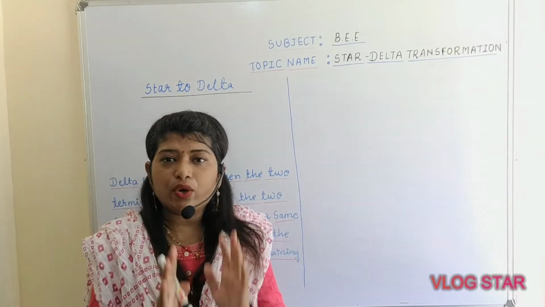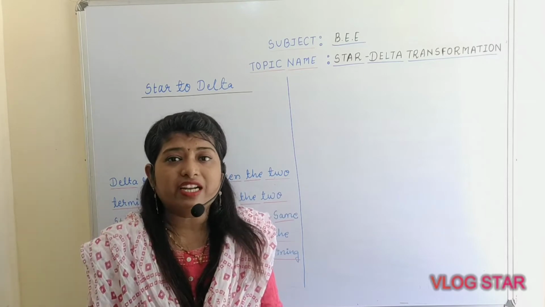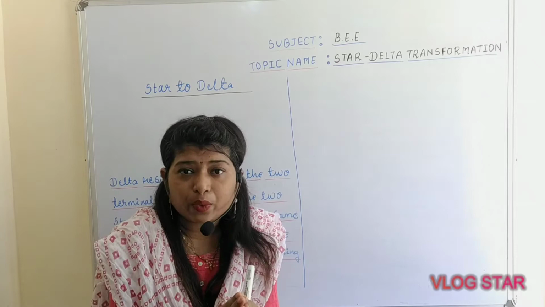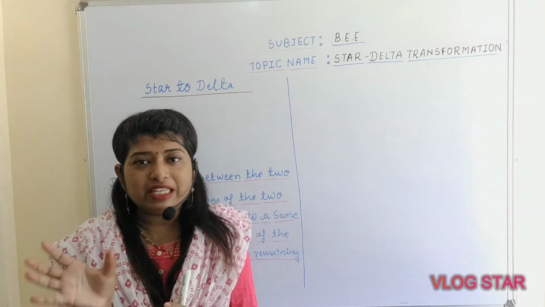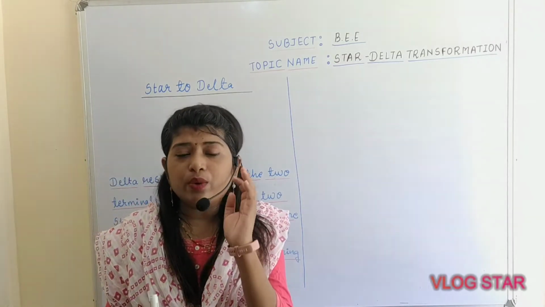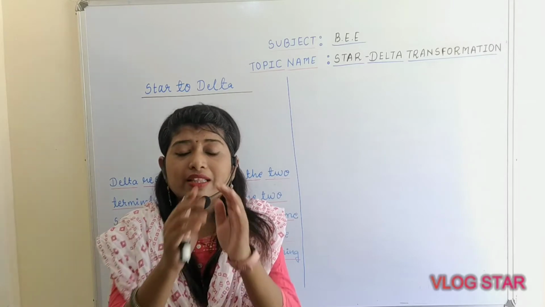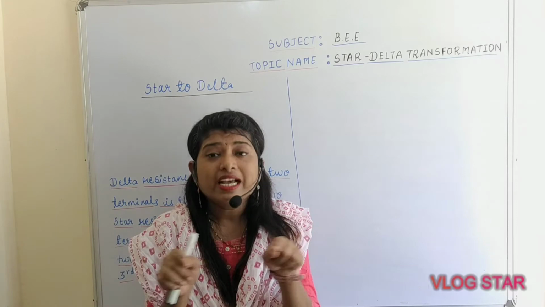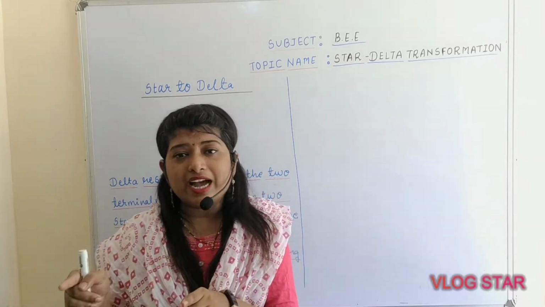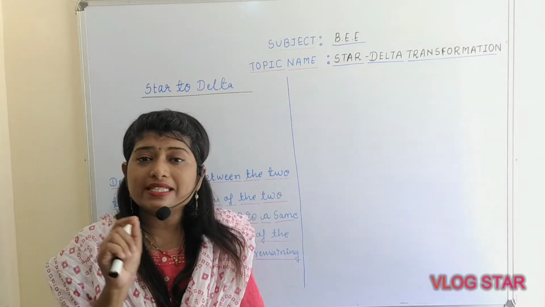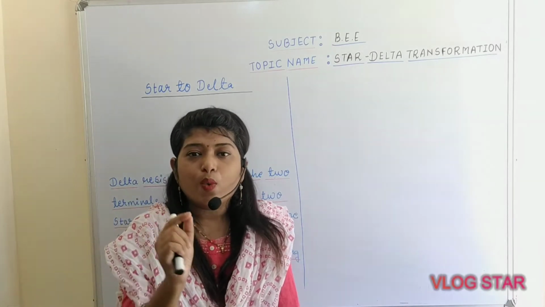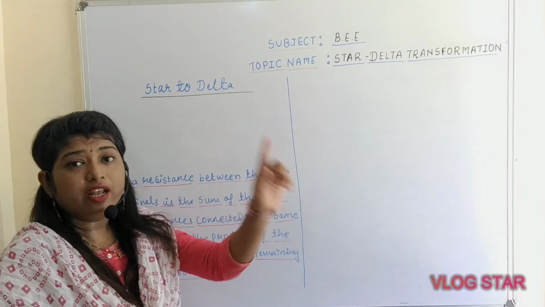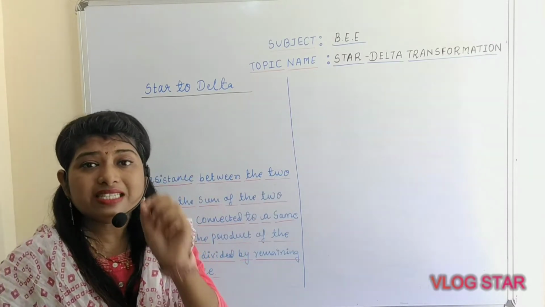In the last lecture I told you, if it is delta to star transformation, you first have to draw the delta network and then draw the star network. Already I have explained the symbolic representation: for the delta network it is delta, that is a triangle, and for the star network it is Y. So the star network is also known as the Y network. But in case of star to delta transformation, first you have to draw the star network.